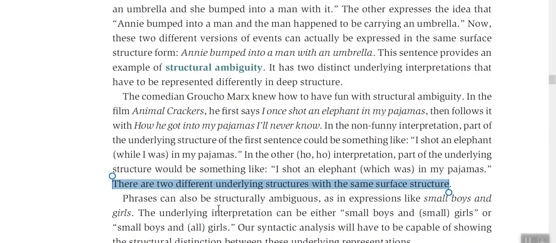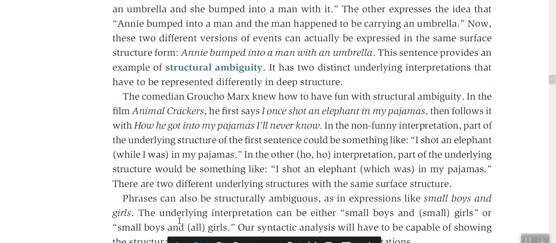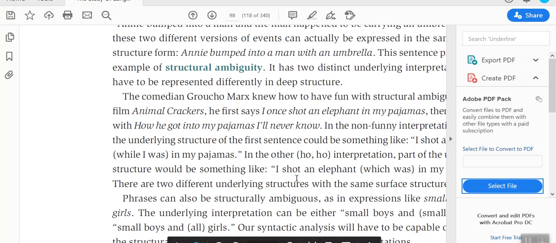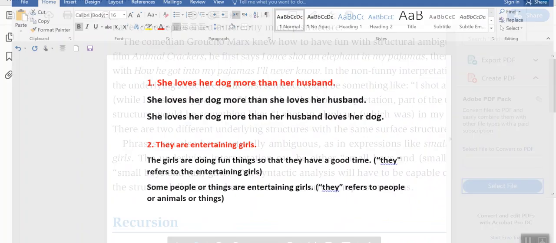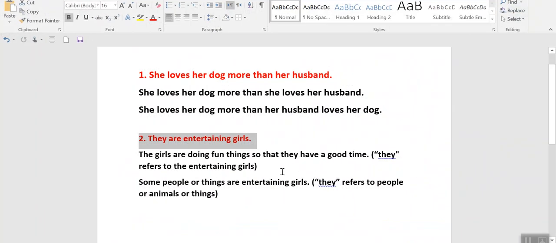Okay. Also, phrases can be ambiguous. For example, small boys and girls. The underlying interpretation can be small boys and small girls, or small boys and all girls. Okay, etc. I will give you another example. I chose some examples here for you.